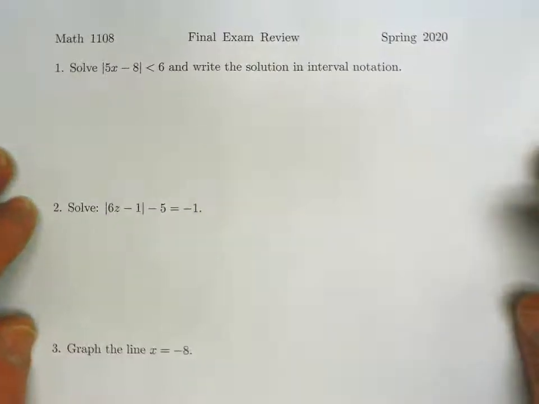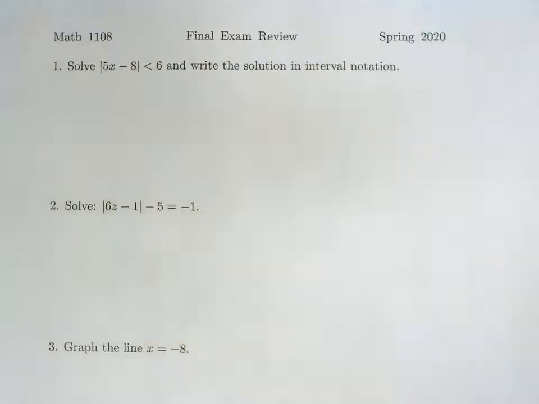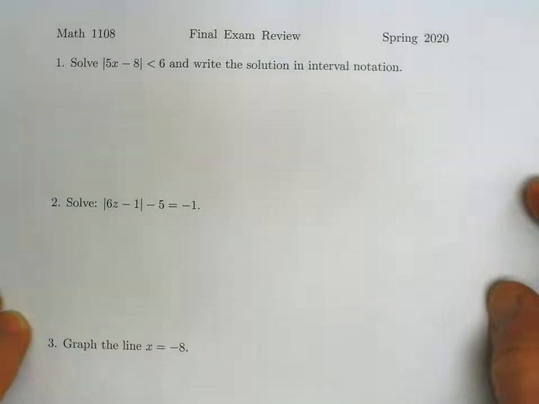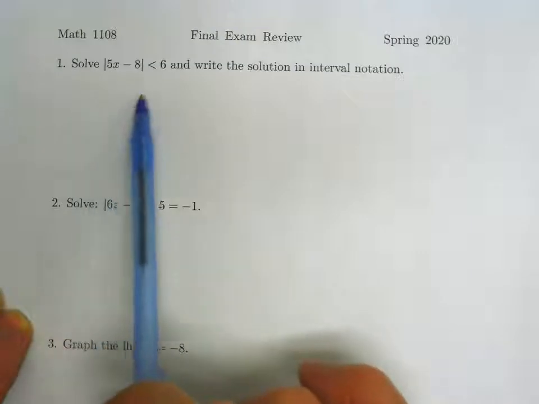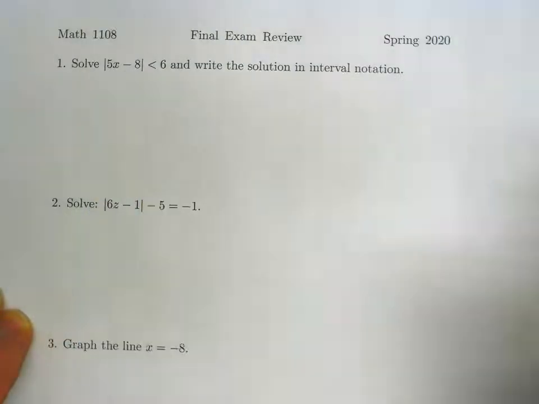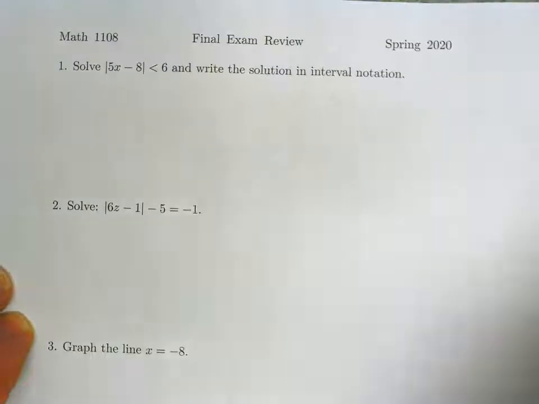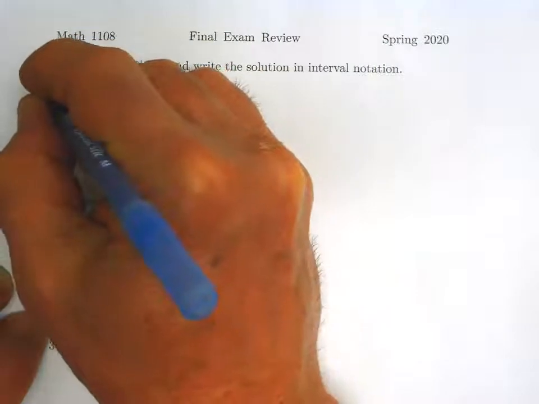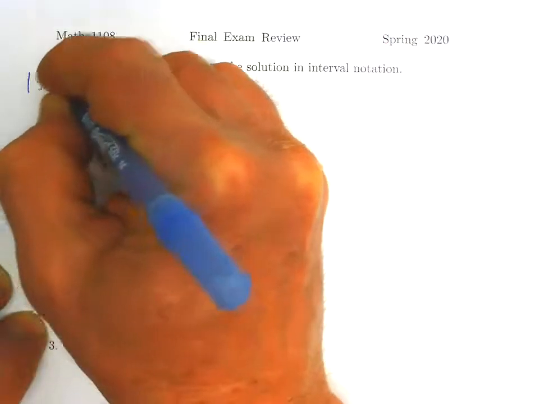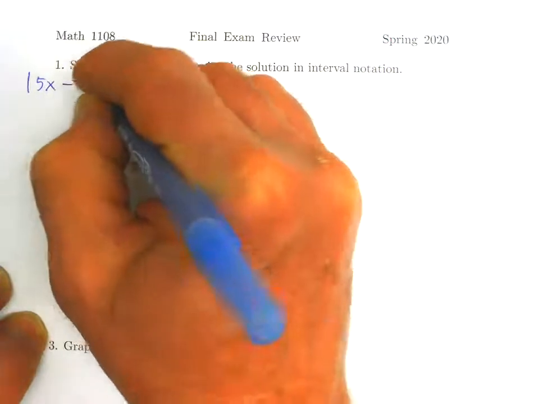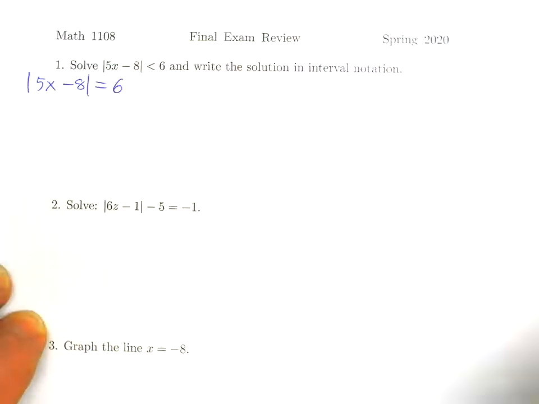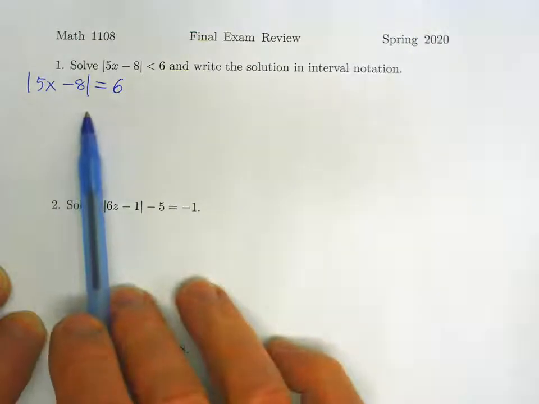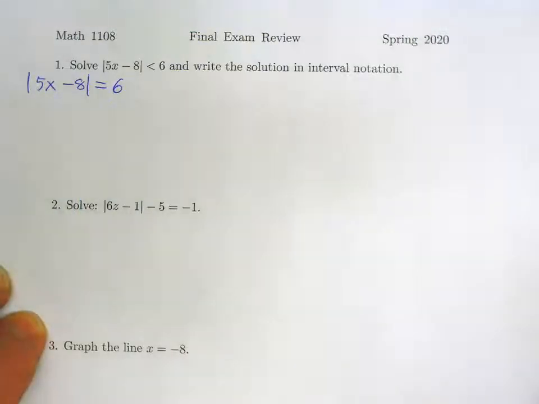So this first problem, solve the absolute value inequality, and then write the solution in interval notation. Well, when solving algebraic inequalities, we need to find the endpoints. And the way that we find the endpoints for an absolute value inequality is to solve the absolute value equation, the absolute value of 5x minus 8 equals 6. The solutions to this absolute value equation are the endpoints that divide the number line into separate intervals.